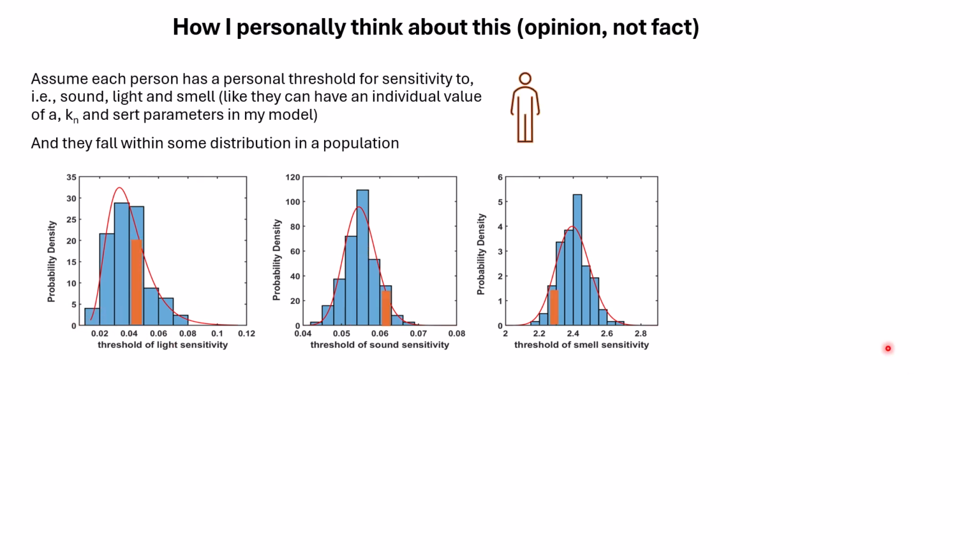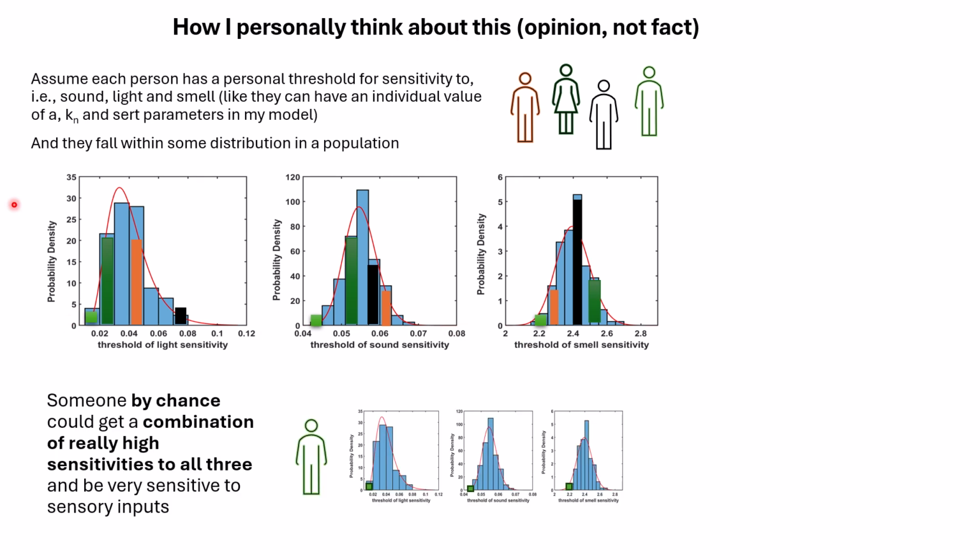And then one person will have a combination, this threshold of light sensitivity, and this one of sound, and this one of smell. And this one will inherit this feature for light, and this one for sound, and maybe this one for smell. And this person might get a high threshold of light sensitivity, and maybe average for sound and smell. And this guy might have really, really low thresholds of sensitivity to all of these things. And maybe by chance, one could get this combination of really high sensitivities to all three.